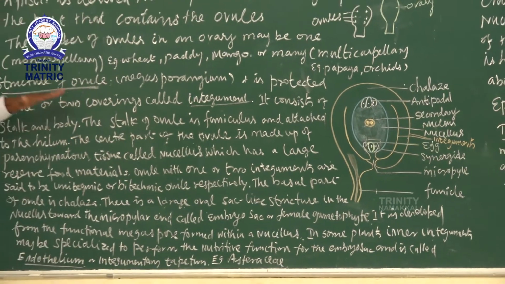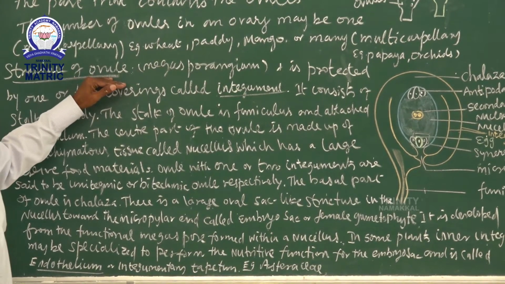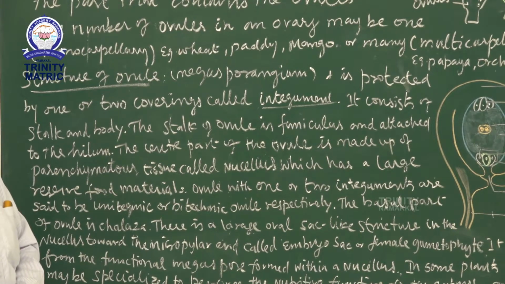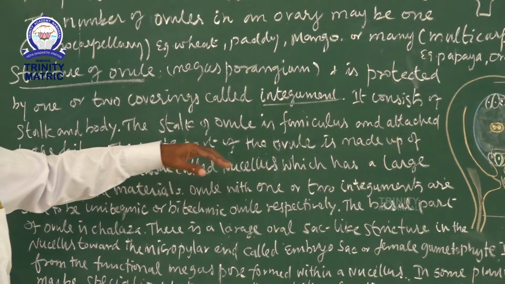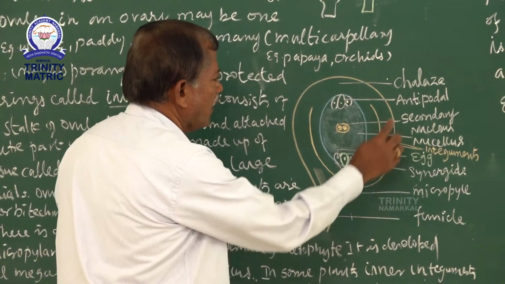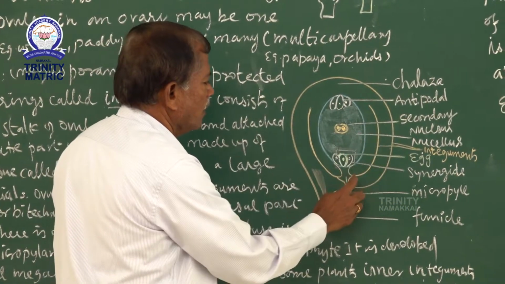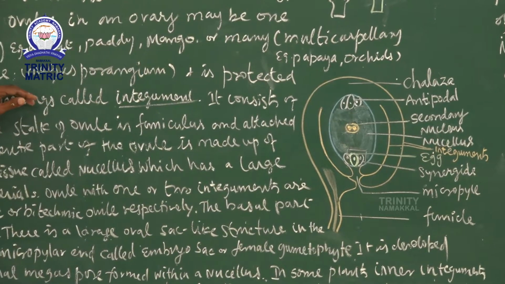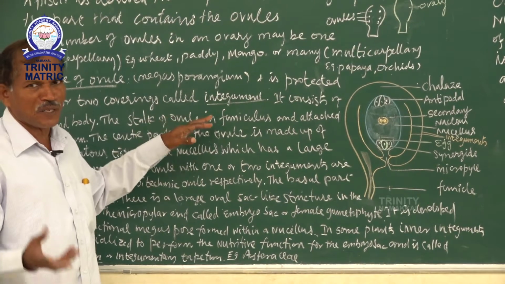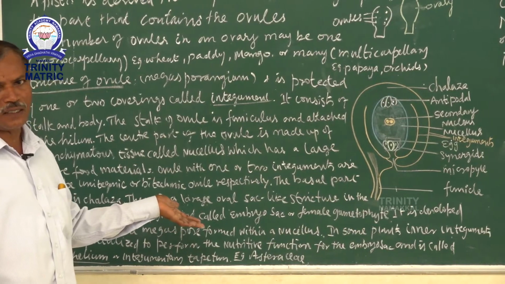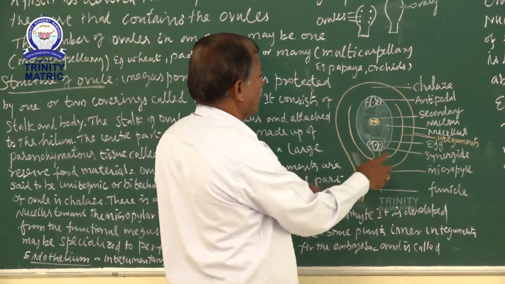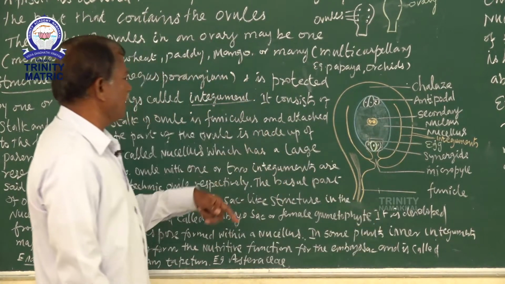The ovule is otherwise called a megasporangium. Why is the ovule otherwise called a megasporangium? It is covered by two coverings called integuments. The ovule or megasporangium is protected by one or two coverings. Some plants have only one, which we will see later, called unitegmic. Two coverings are called the outer integument and the inner integument.